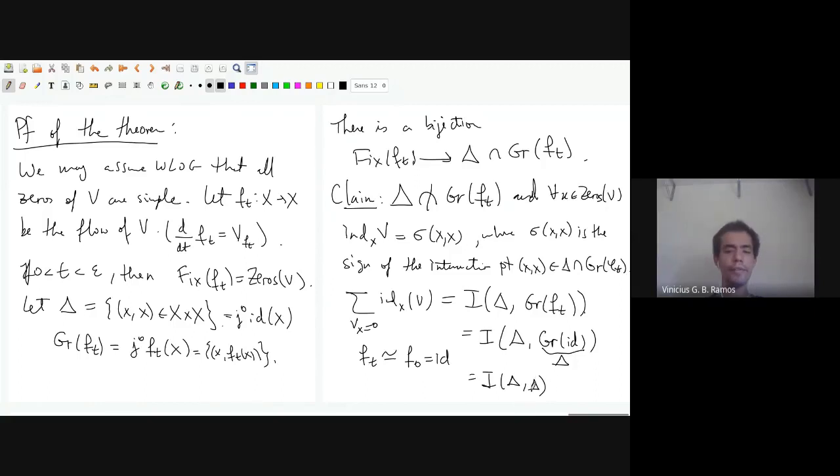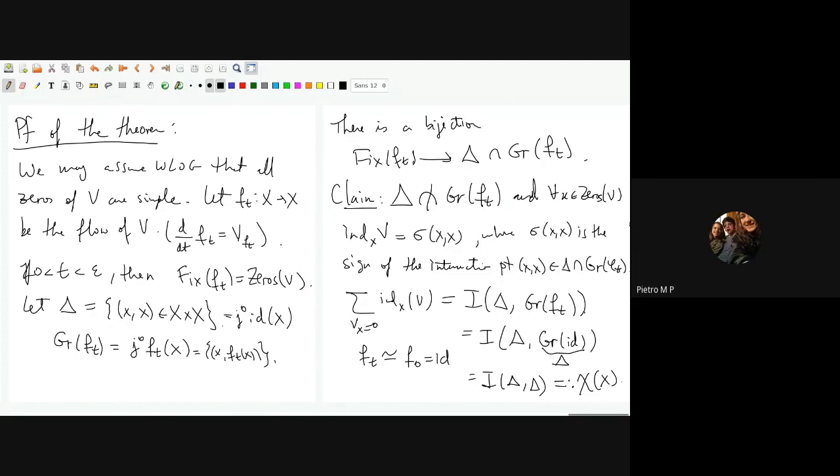And you can actually take this to be the definition of the Euler characteristic. This is the differential topology definition of the Euler characteristic. It's just the intersection of the diagonal with the diagonal. Okay, so that is the end of the proof of the theorem, assuming the claim. So the last thing we have to do is prove this claim. Any questions before that?